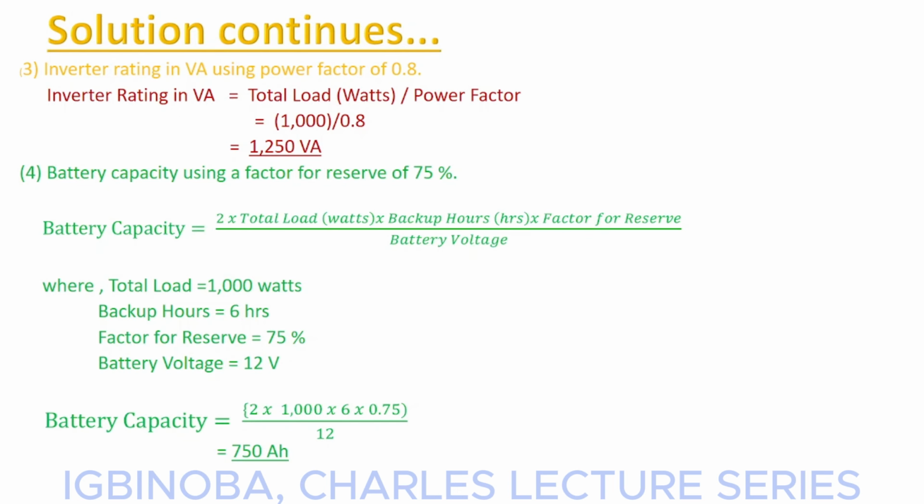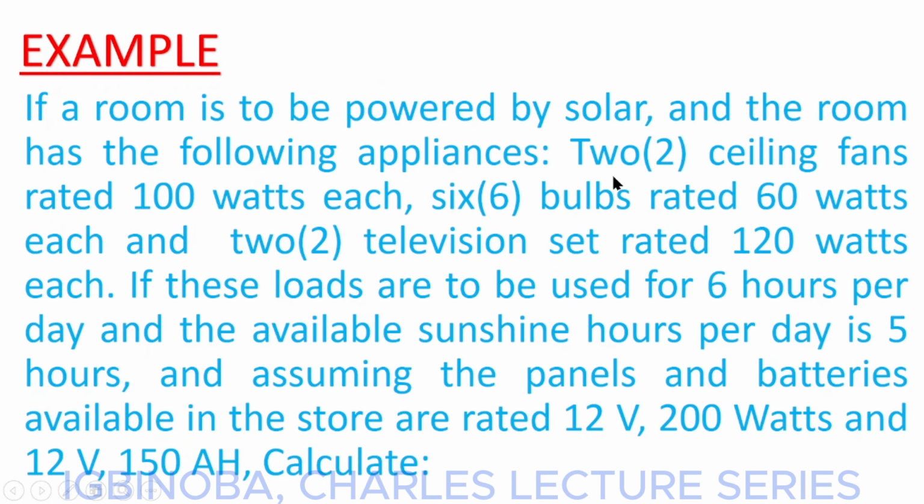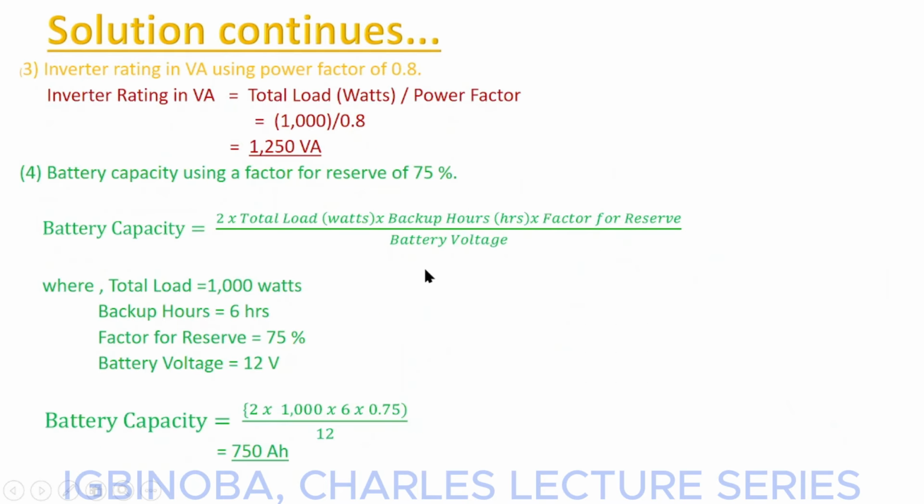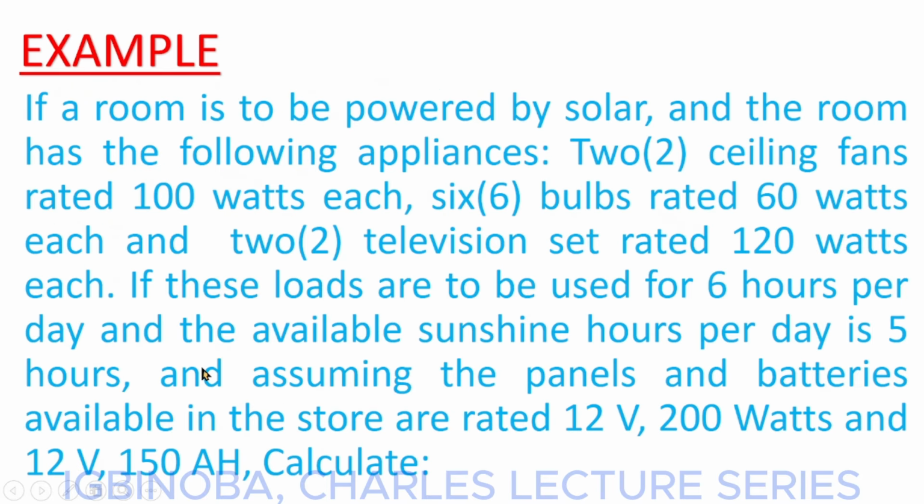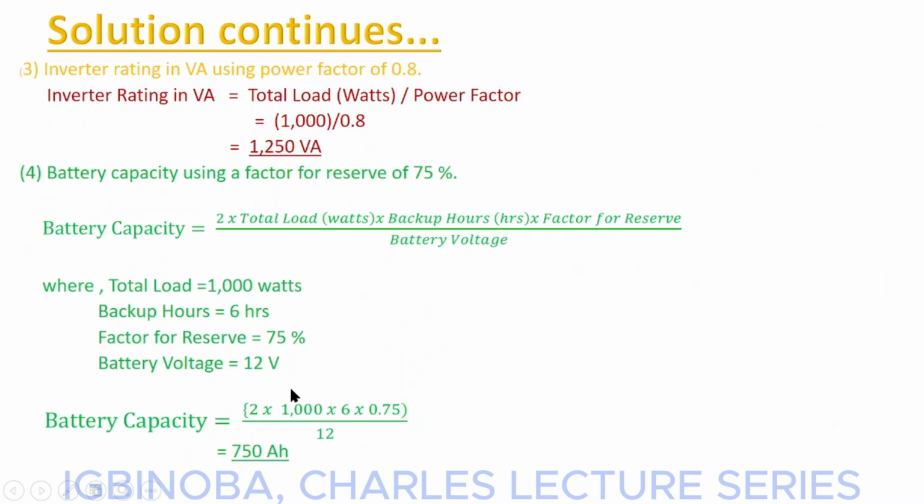So according to the question, our backup hour equals 6 hours. That is the number of hours you want to be running the load per day. So your battery voltage, if you go back to your question again, your battery available are rated 12 volts, 150 amps. So your battery voltage is 12 volts. So by the time we input all those, 2 times total load 1000 times your backup hour 6 hours times your factor of reserve 0.75 divided by battery voltage, which is 12 volts, we now have our battery capacity to be 750 amp hour.